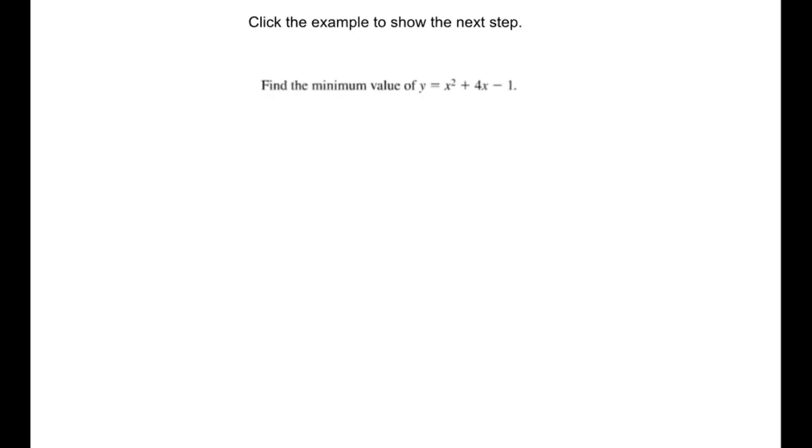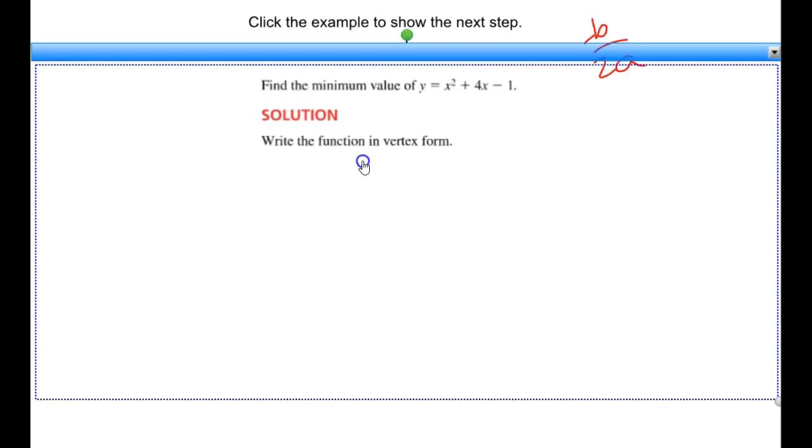Now we're going to be working on that next learning target of finding our maximum and minimum values. So here we need to find the minimum value of y equals x squared plus 4x minus 1. Now remember, you've done this before using negative b over 2a, and then plugging that back in and finding that y value, and that also gives us our maximum or minimum, so we can do this multiple ways.